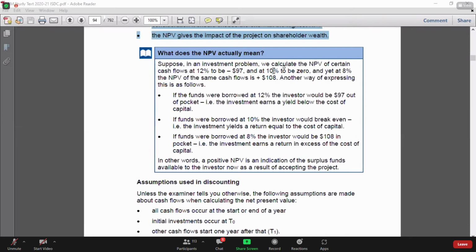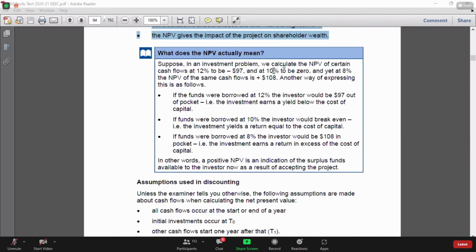And if the same funds are borrowed at 10%, then you will be at a break-even stage: no profit, no loss. But if you succeed in borrowing the funds at 8%, then you will be getting a surplus, that is positive NPV. So a positive NPV is an indication of the surplus funds available to the investor as a result of accepting the project. Very, very important point.